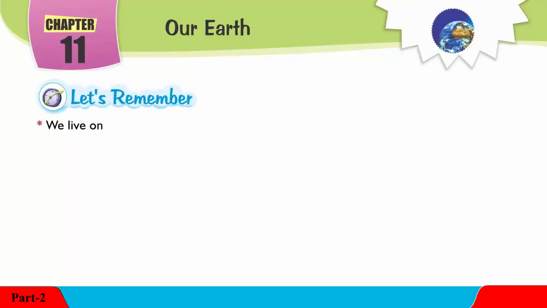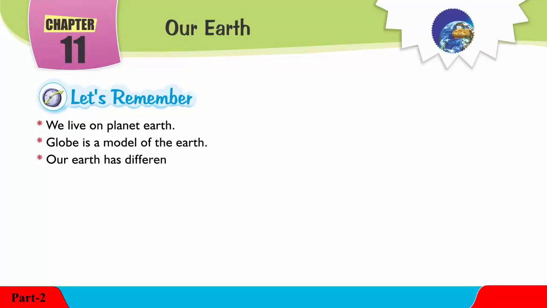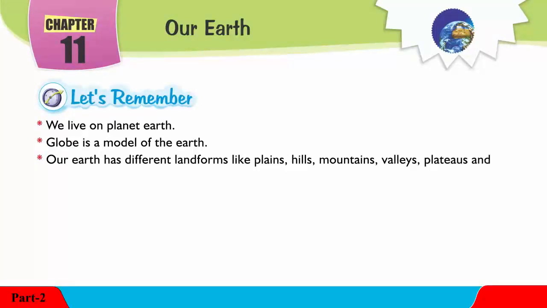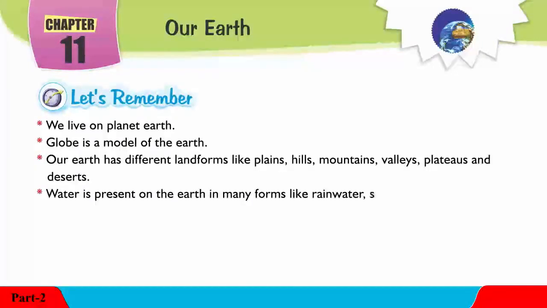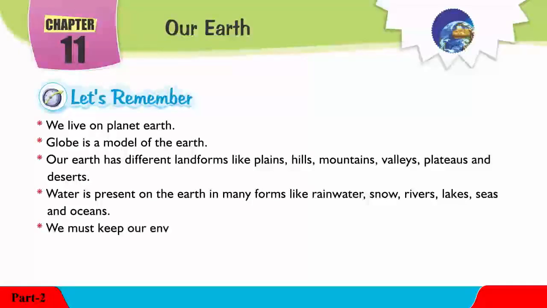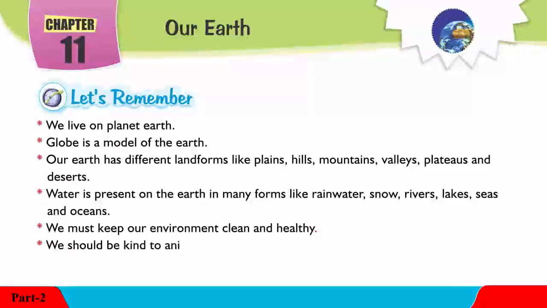Let's remember, we live on planet Earth. Globe is a model of the Earth. Our Earth has different landforms like plains, hills, mountains, valleys, plateaus, and deserts. Water is present on the Earth in many forms like rainwater, snow, rivers, lakes, seas, and oceans. We must keep our environment clean and healthy. We should be kind to animals.